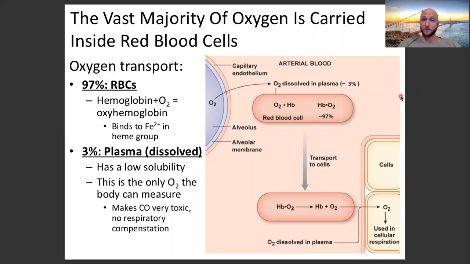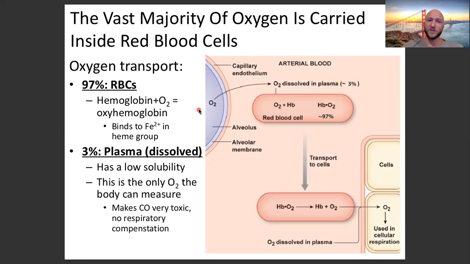So, the vast majority of oxygen is carried inside red blood cells. Well, let's review. What does the respiratory system do? There were a few distinct things that we talked about early on in the lecture. Gas exchange, pH balance, immunity, and what I'm doing right now, vocalization, are the four primary jobs of the respiratory system.